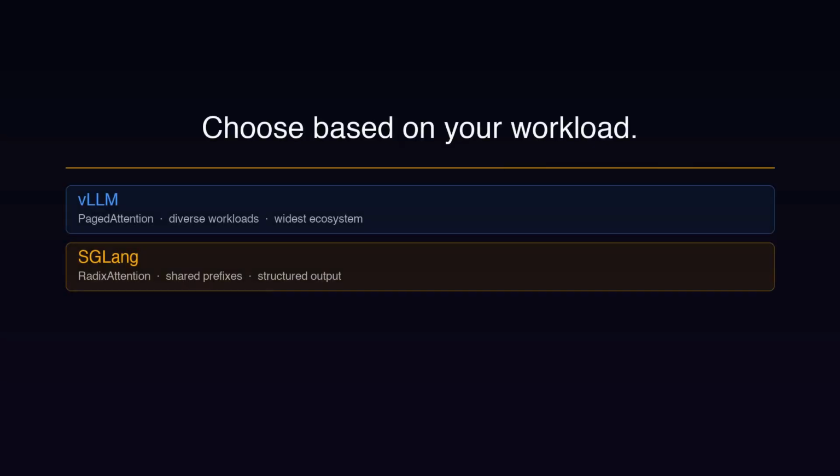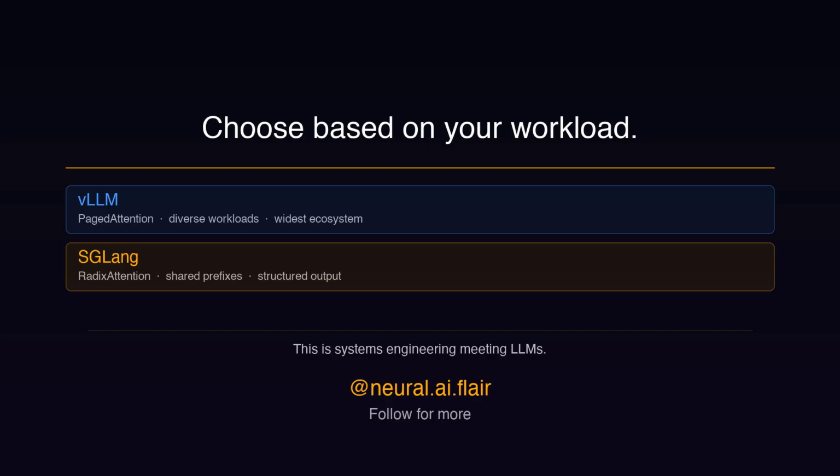VLLM for diversity and ecosystem. SGLang for shared prefixes and structured output. Choose based on your workload, not the hype. This is systems engineering meeting LLMs.